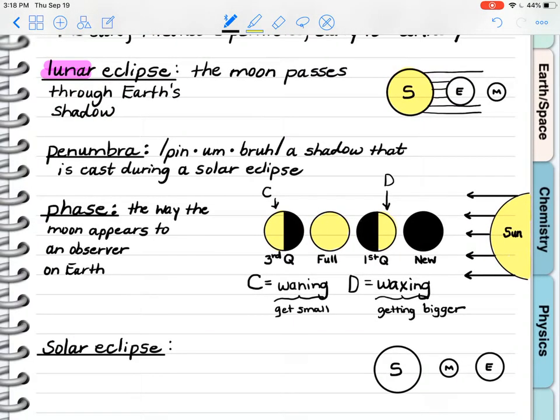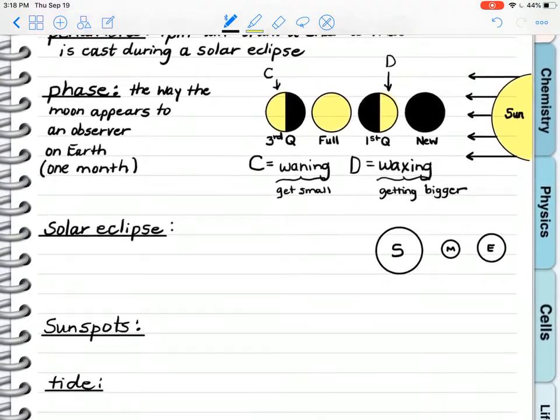All of this takes 1 month. So the moon phases go through a 1 month cycle. That's where our months come from. So every month the moon will go through, generally every 28 days, 1 full cycle of phases.